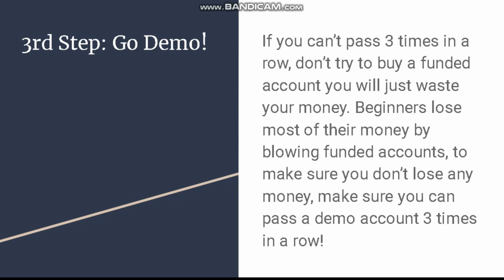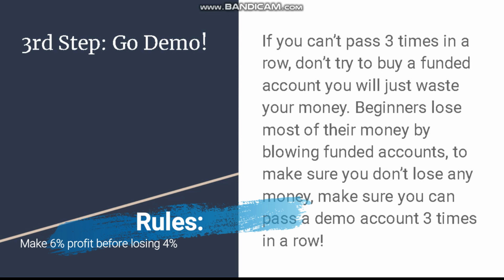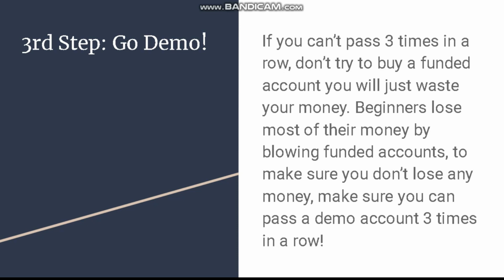If you have a 50K paper account on demo, what you want to do is set rules for yourself. One of the things is you need to make 6% profit on that account before you lose 4% of it. Because if you lose 4% of it, then you're not ready to go buy a funded account, which is the next step. And it's one of the most important steps to actually make money from the markets. What you're going to do is pass that demo account, so make 6% 3 times without losing 4%, okay?